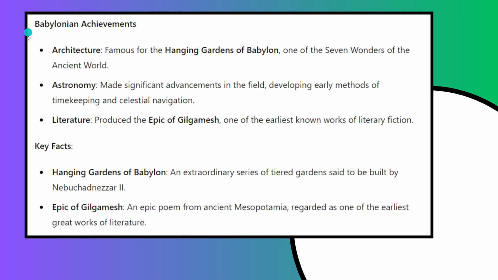Some Babylonian achievements would be architecture. It's famous for the Hanging Gardens of Babylon, which was one of the seven wonders of the ancient world. Astronomy, there were significant advancements in this field, developing early methods of timekeeping and celestial navigation. For literature, you have things like the Epic of Gilgamesh, which is one of the earliest known works of literary fiction. Some key facts about these: the Hanging Gardens of Babylon were an extraordinary series of tiered gardens said to be built by Nebuchadnezzar II, and the Epic of Gilgamesh was an epic poem from ancient Mesopotamia regarded as one of the earliest great works of literature.